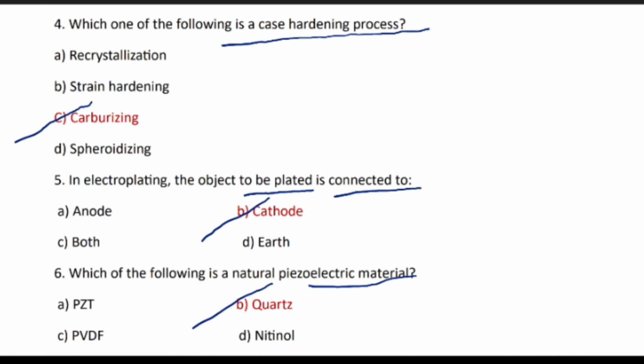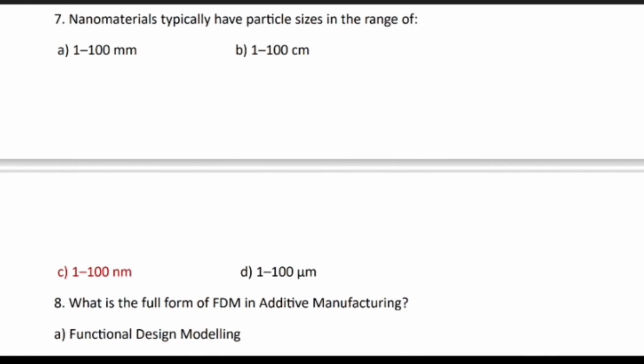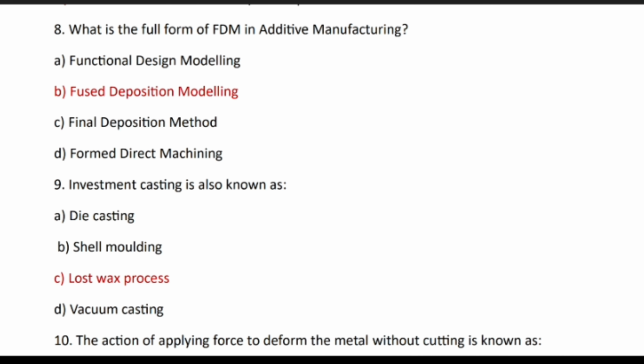Next is, nanomaterials typically have a particle size range of, option C, 1 to 100 nm. And next, what is the full form of FDM in additive manufacturing? Option B, fused deposition modeling, will be the answer. Investment casting is also known as the lost wax process. Option C will be the answer.